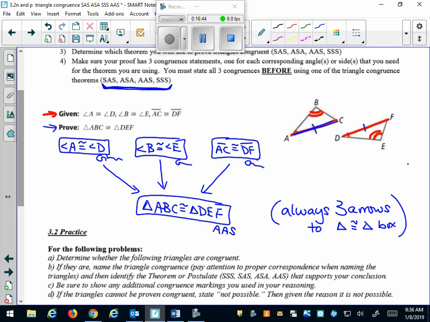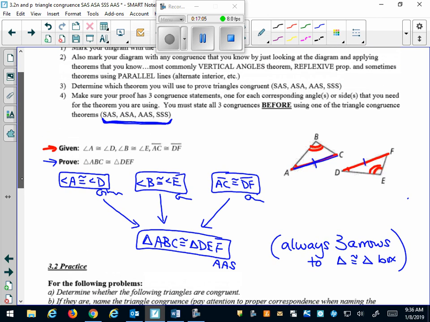Always going to be three arrows pointing to the box that says the triangle is congruent to the triangle. And the only reasons that are possible under the box that says the triangle is congruent to the triangle are these four postulates, theorems, right now. There's one more that we're going to learn another day.